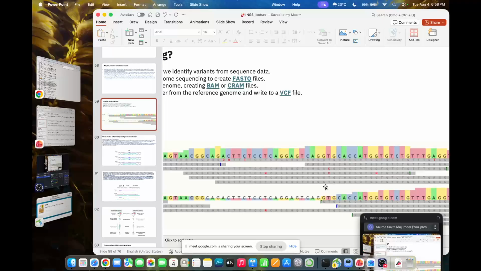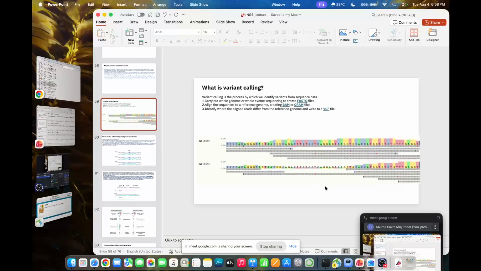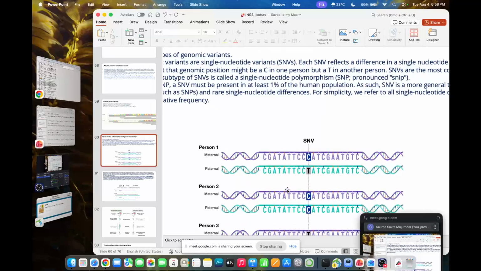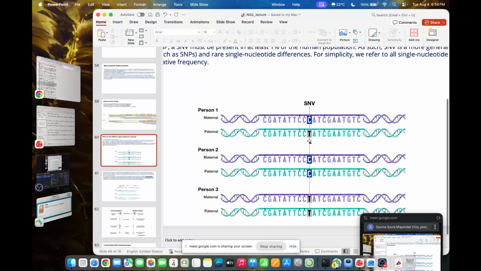So there will be a lot of context involved, but generally if there is a mismatch like this, you will call this a particular variant. This will be a mutation. This will be a variant site in the genome. So what types of variants are there? There could be single changes, so from a T there is a C. For example, this is person one, person two, and person three. These are their maternal and paternal genomes.